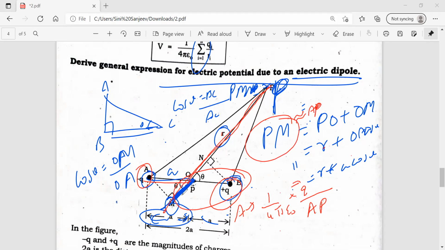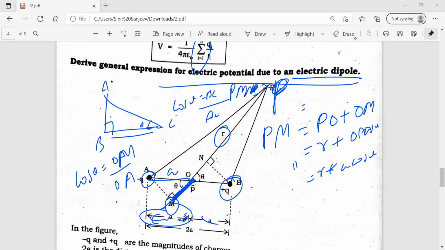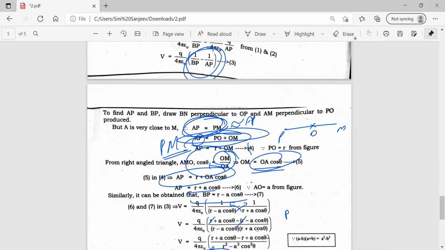PM is nothing but R plus OM, in the sense PO plus OM. Then OM, using the right angle triangle property from the trigonometric table, we find OM is equal to OA cos theta. OA is nothing but A, so I am putting A cos theta. Similarly, for BP it will be R minus A cos theta. Then don't forget to add the two, because the potential at A and the potential at B we have to add. Then we do the basic LCM and we'll get the answer.